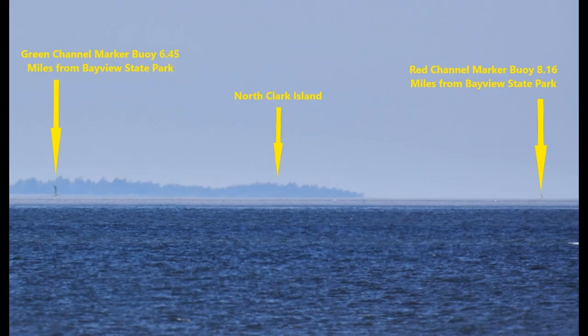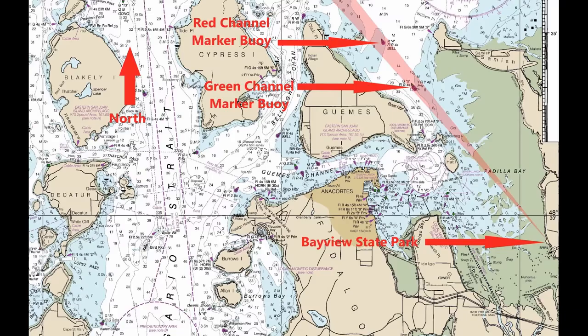Now let's take a look at a telephoto shot using a 1000mm lens on a regular DSLR. As you can see, the green buoy channel marker is indicated on the left at 6.45 miles from Bayview State Park, and the red channel marker is at approximately 8.16 miles on the right. You'll notice from the NOAA chart map, the two buoys line up in relation to the direction of Clark Island from where I took the picture.